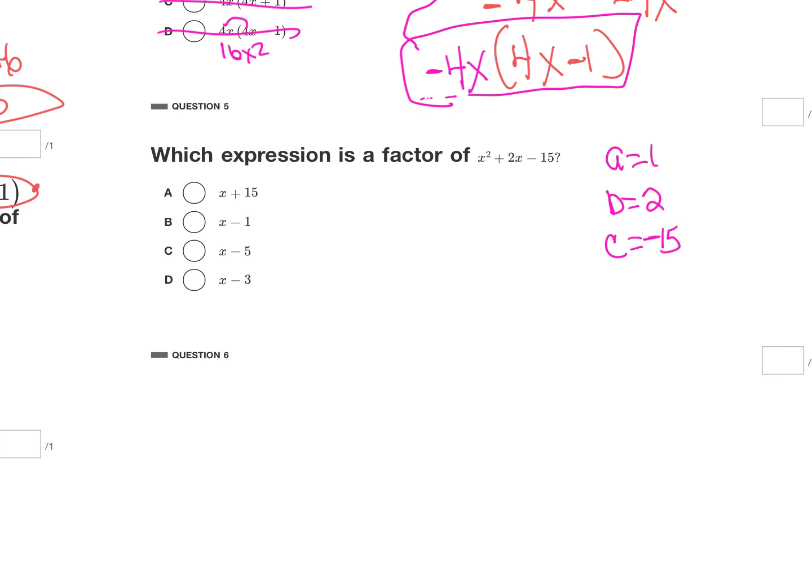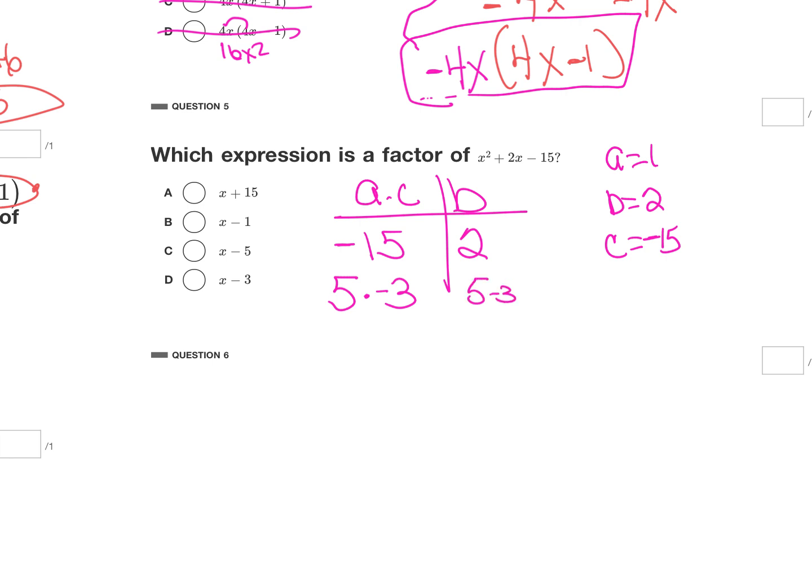And now I'm going to draw my T-chart. I have A times C, B. So A times C is -15 and B is 2. So now I'm looking for two numbers that will multiply to give me a -15, but add together to give me a 2. Well, I know I could do 5 times -3, give me a -15. And if I do 5 minus 3, I get a +2.